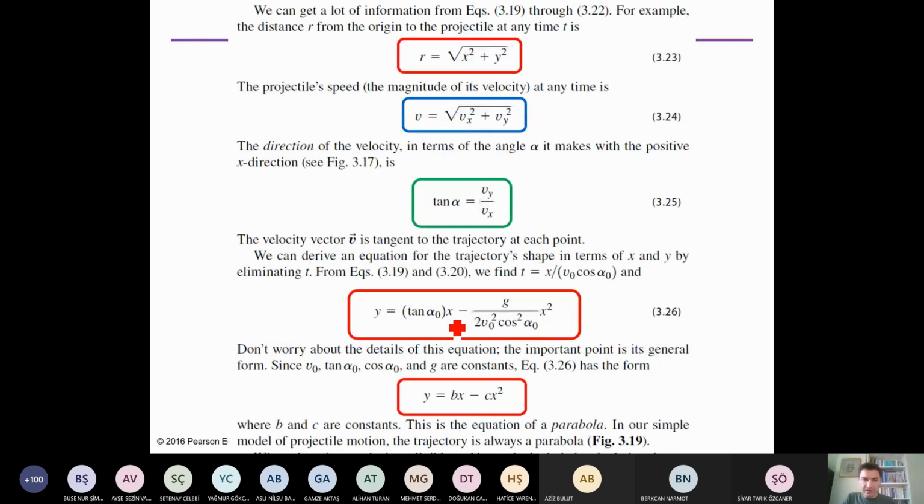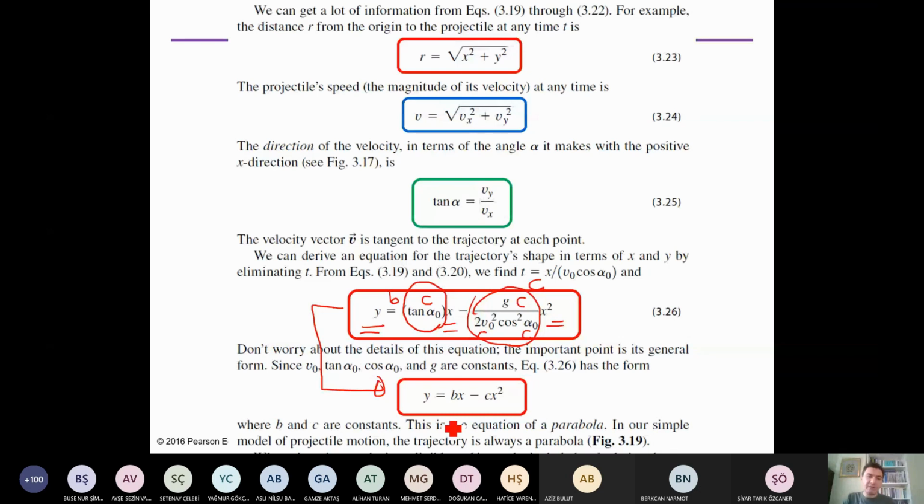So what do you see here? This y depends on x and depends on x squared. Alpha 0, the initial angle, is constant. g is constant, initial velocity is constant, alpha 0 is constant. So here I have a constant number, let's call it B, and here I have a constant number, let's call it C. Then this equation becomes B times x minus C times x squared.